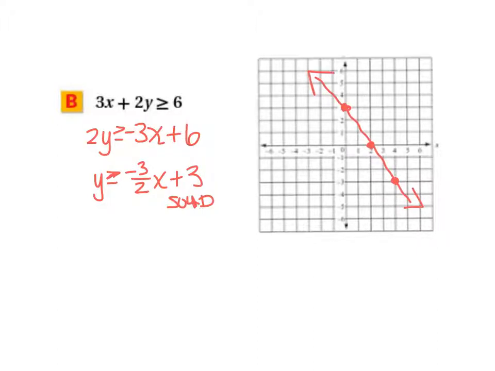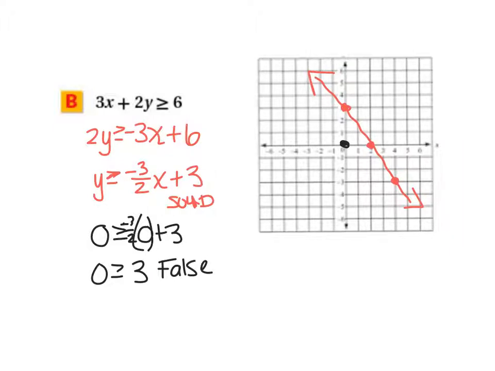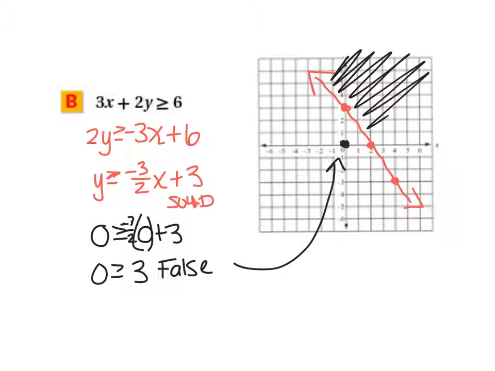And then I have to check the shading. So again, I really like to use 0, 0 because it makes the math easier. So I'm checking to see if the 0, 0 side is true. So I get 0 is greater than or equal to 0 plus 3, basically, negative 3 over 2 times 0. I should put that in. Okay, and so I get 0 is greater than or equal to 3. This is false. So I cannot shade the side that has this point that I just tested. I would have to shade the other side of the line.